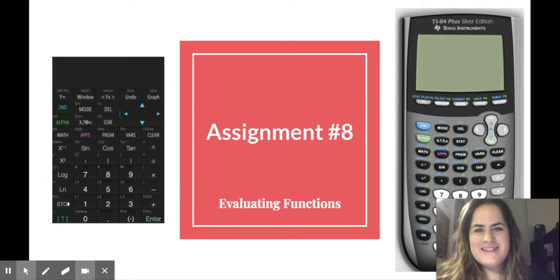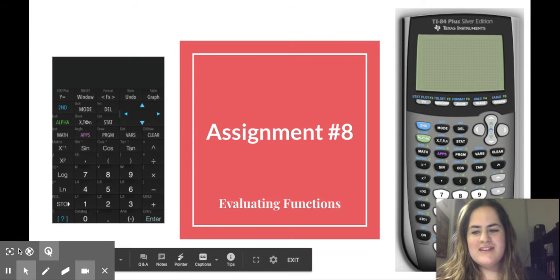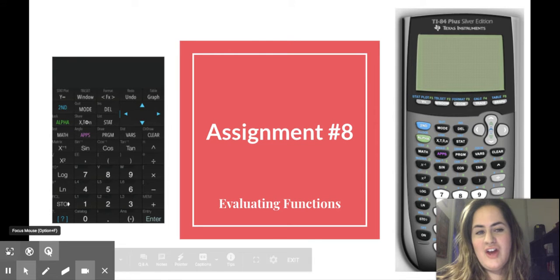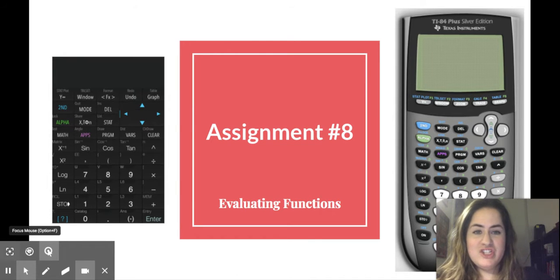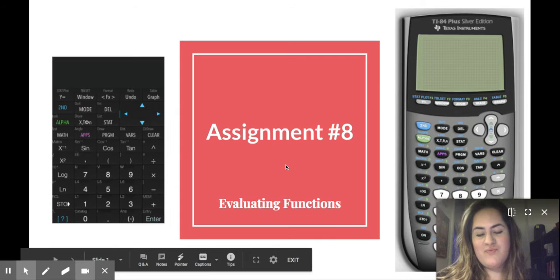Hello, welcome back. Today we're going to do assignment number 8, evaluating functions. There's two calculators I'm going to use today. There's the one on the left, which is the one I have on my phone, the Calculator X app, and the one on the right is the Regents calculator that you'll be given.